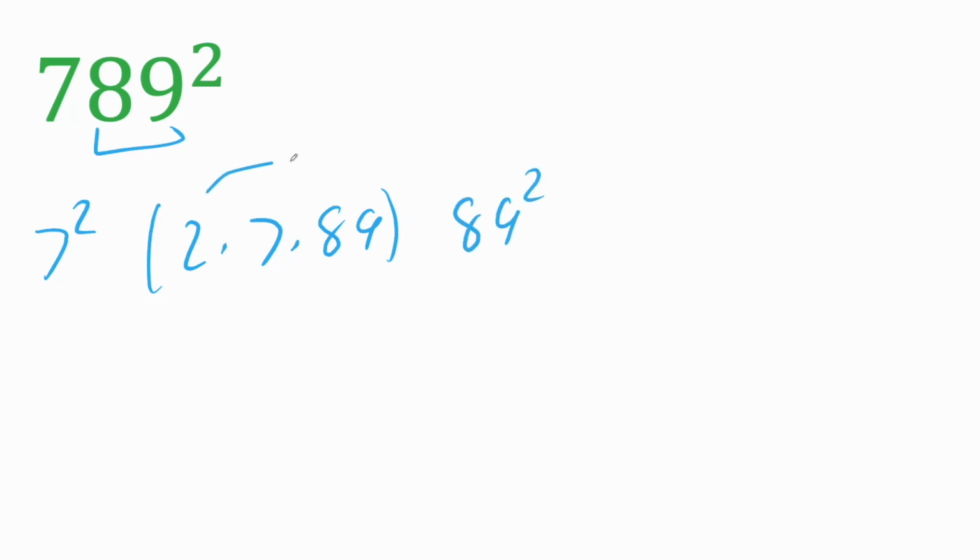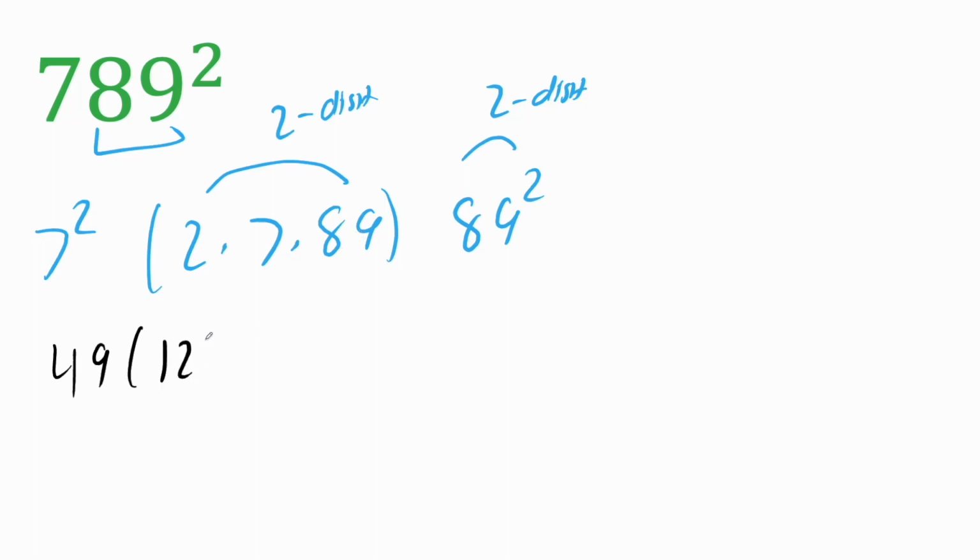Our last one, we got 7 squared, parentheses, 2 times 7 times 89, close parentheses, and then we have 89 squared. Again, using this approach, this piece right here is the 2-digit piece. Likewise, this piece is also 2 digits. So 7 squared, we get 49. 2 times 7 is 14. 14 times 89, I'm going to go ahead and use a calculator. I'm going to get 1246, close parentheses, and 89 squared, we're going to get 7921, close parentheses.